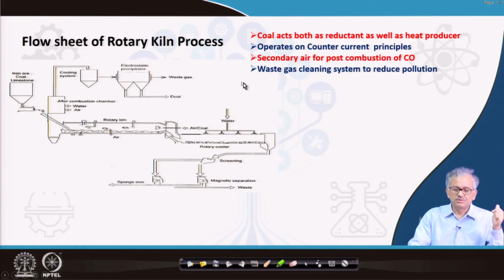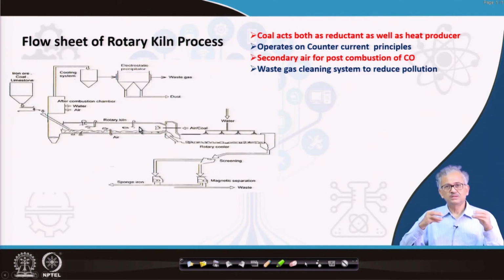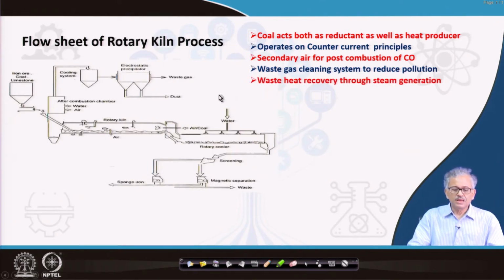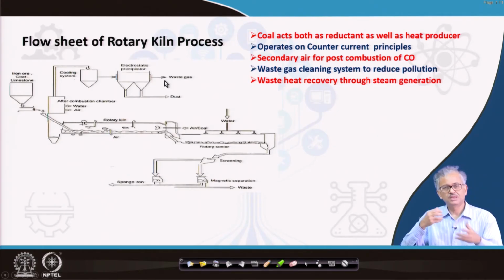A waste gas cleaning system to reduce the pollution is very essential, as I said. Okay, so you have to discard the dust, and then a clean waste gas has to come out, because this rotary kiln process generates a lot of exit gas, and it contains a lot of dust. Obviously, it uses coal burners, okay.